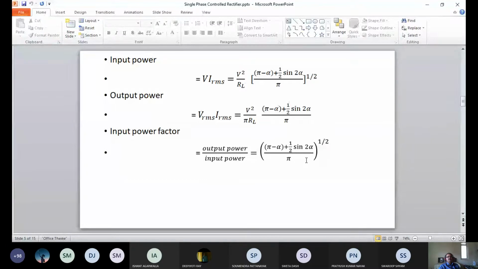Input power is input volt ampere. This V is the RMS of the source. Source voltage is sinusoidal, so if the peak is Vm, this V is Vm by root 2. This is the source current RMS. The waveforms are the same. So the power delivered to the load by input volt ampere is the input power factor.